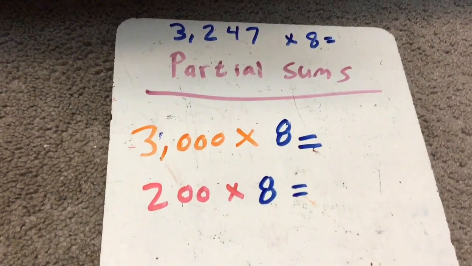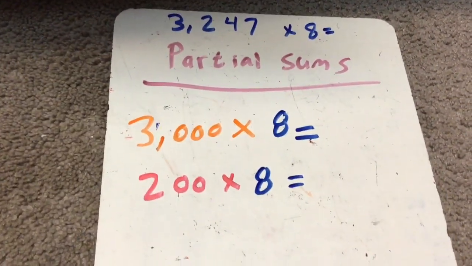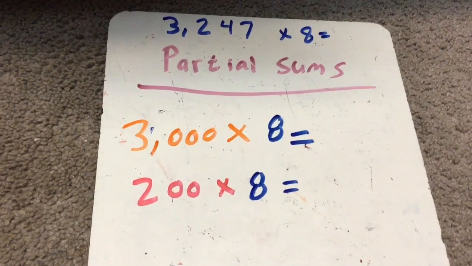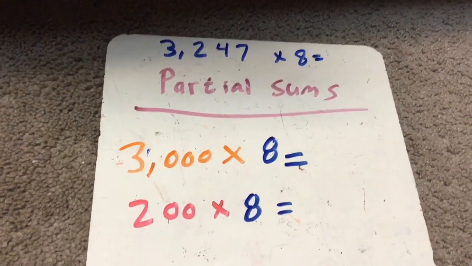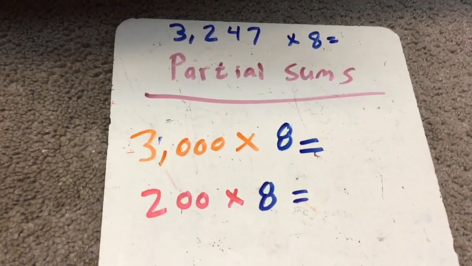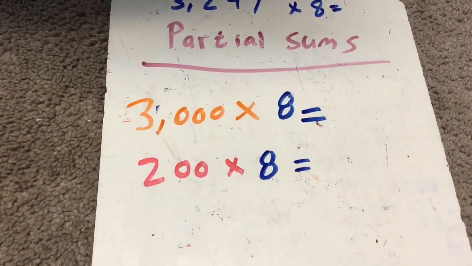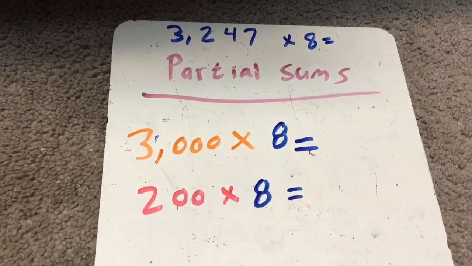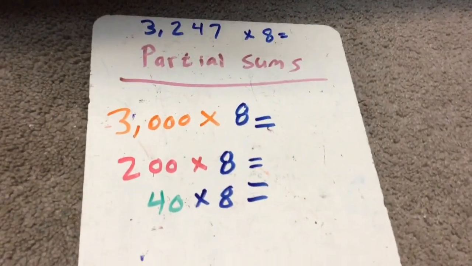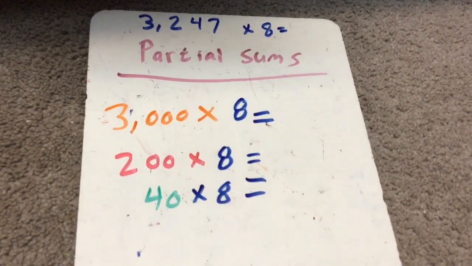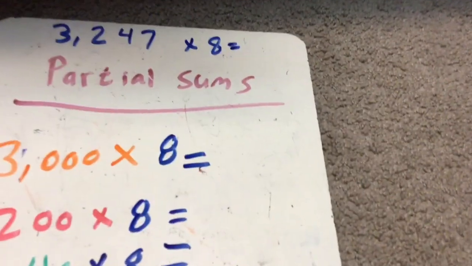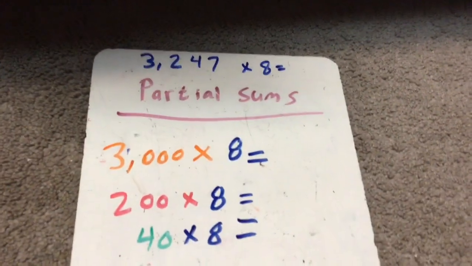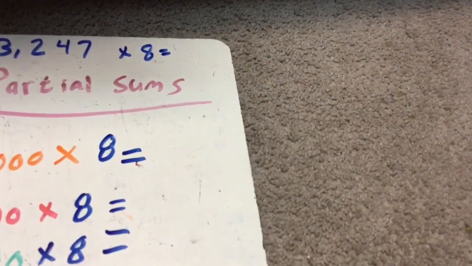That's right. 200 in the hundreds will be 200 times 8. Next up, I have the 4 to deal with. What place is it in? What number will I multiply by 8? Hope you're seeing a pattern. The 4 that was in the tens place, 10, 20, 30, 40. 40 still times 8. Got one more step to go. Can you figure out what it's going to be?